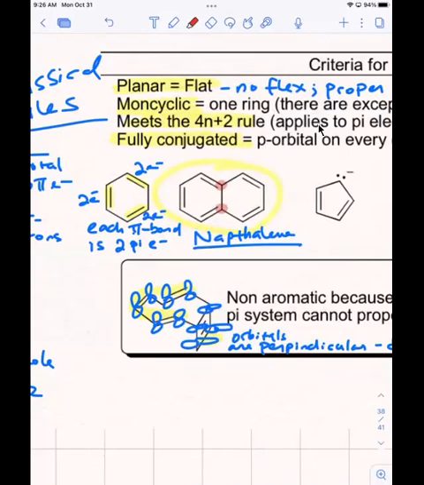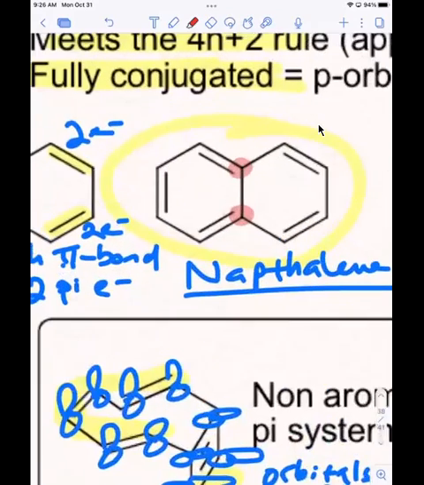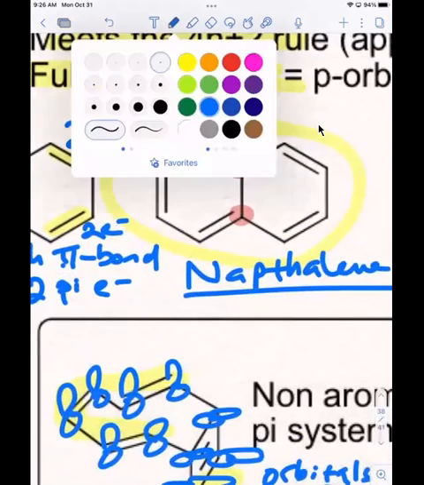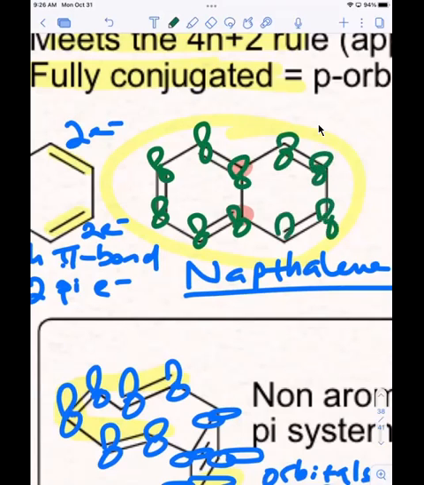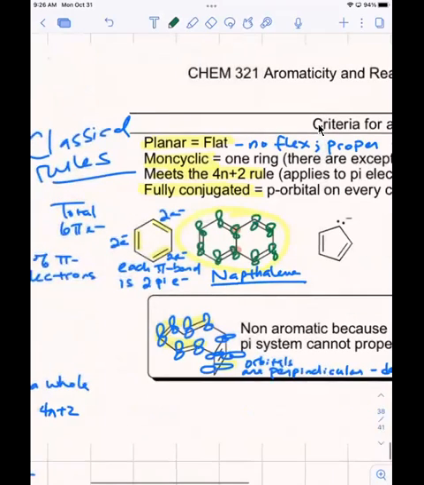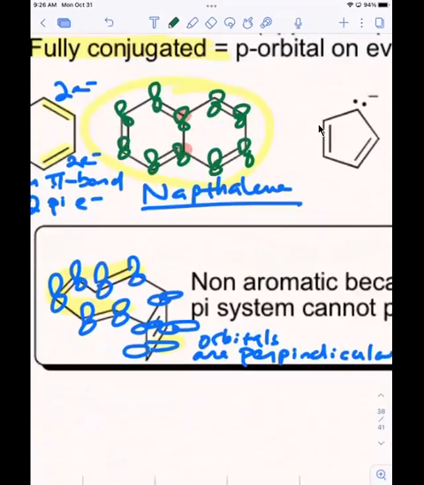And this is not the first time we've encountered this definition of full conjugation. What that literally means is that there's a p orbital on every carbon. Yes. Okay, it is, right? And we can put in a p orbital on each carbon in each pi bond, and you can see that it's fully conjugated, right? No problem. Now the question is, does it meet the 4n+2 rule?